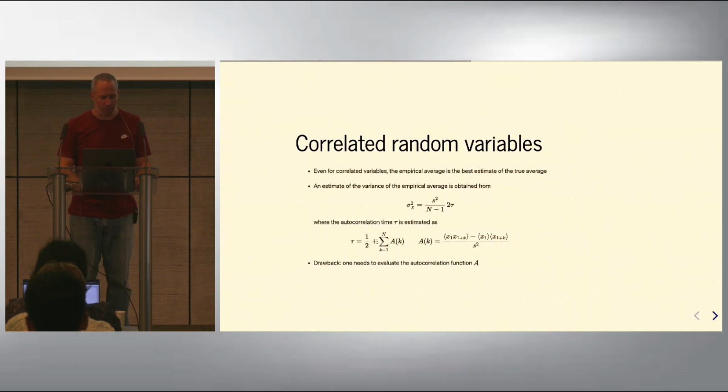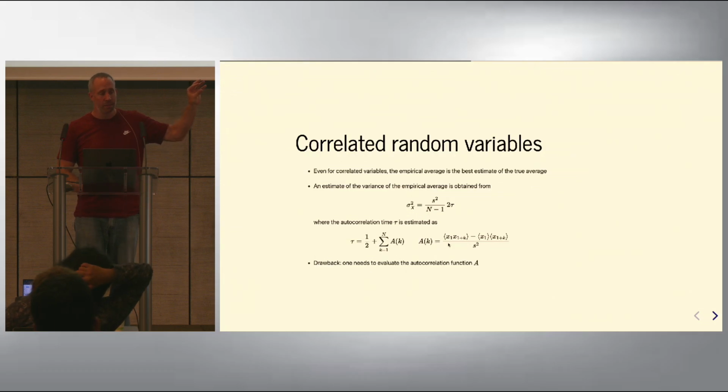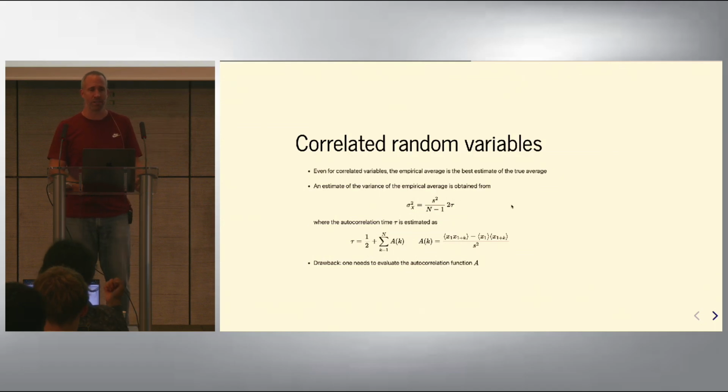So a different way to approach the problem is to compute the autocorrelation function, A of k. It computes the average of my configuration at time L times the configuration at time L plus k, takes the average of this and removes the disconnected part of this. If the samples were completely uncorrelated, this autocorrelation function would be 0, because the product of two averages would cancel with this, and I would get 0. If instead they are strongly correlated, this autocorrelation function takes a finite value.